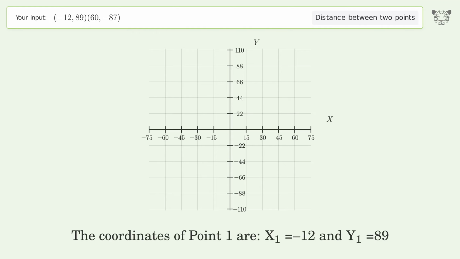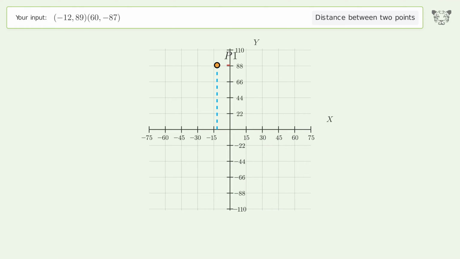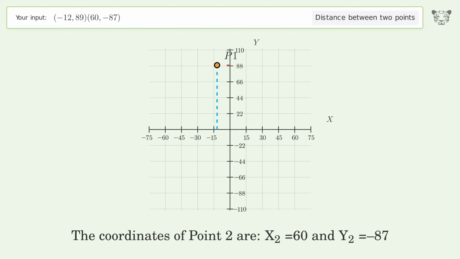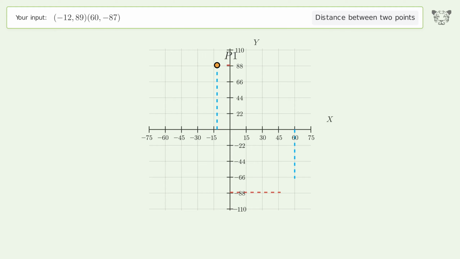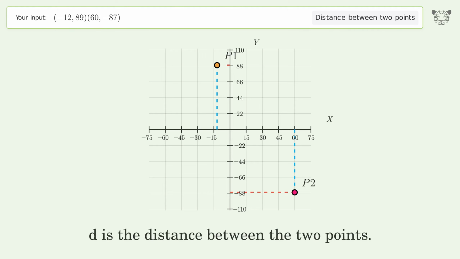The coordinates of point 1 are x1 equals -12 and y1 equals 89. The coordinates of point 2 are x2 equals 60 and y2 equals -87. D is the distance between the 2 points.